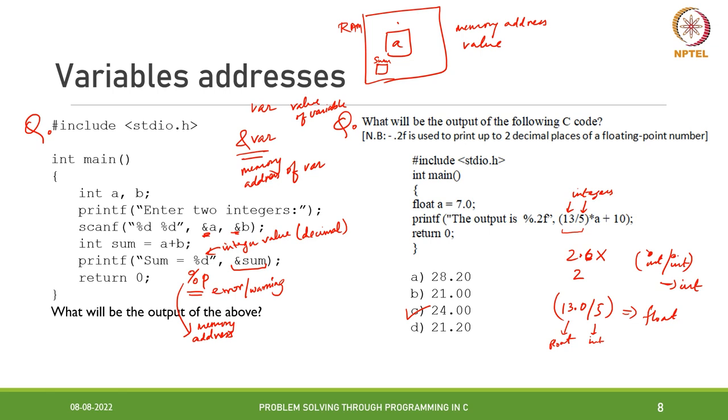Then the 2 comes out of the parenthesis, and you multiply it with A. A is 7.0, so the entire thing becomes a float. 2 into 7.0 will give you 14.0. Now 14.0 plus 10 will give you 24.0. And then it sees the %.2f, so it will print up to 2 decimal places. That will be 24.00.